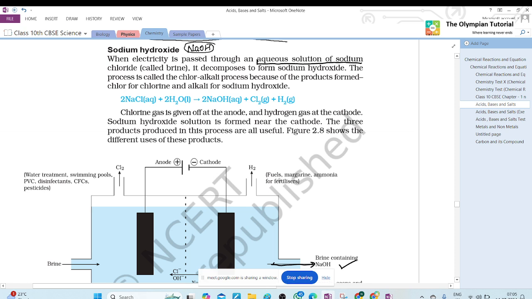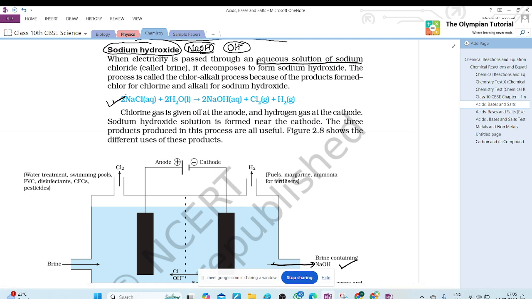Base. Why can you say that it is a base? Ma'am, because hydroxide ions are there. OH minus ion is there. Molecules having OH minus ion, on dissolving in water, show basic character. So we are preparing sodium hydroxide here, where NaCl acts as raw material.